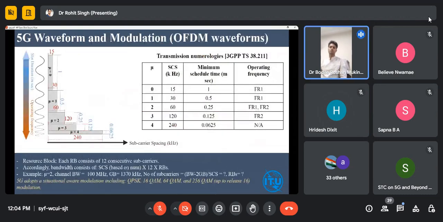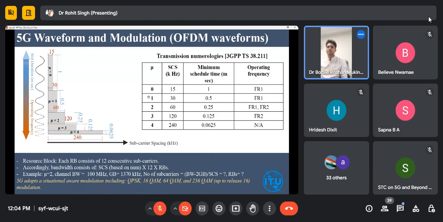Now coming to the numerology. In the previous 4G cases, we have gone through, we generally use OFDM. OFDM is a multiple access technique where we use overlapped frequency spectrum. Overlapped spectrum we have. You must have been shown.